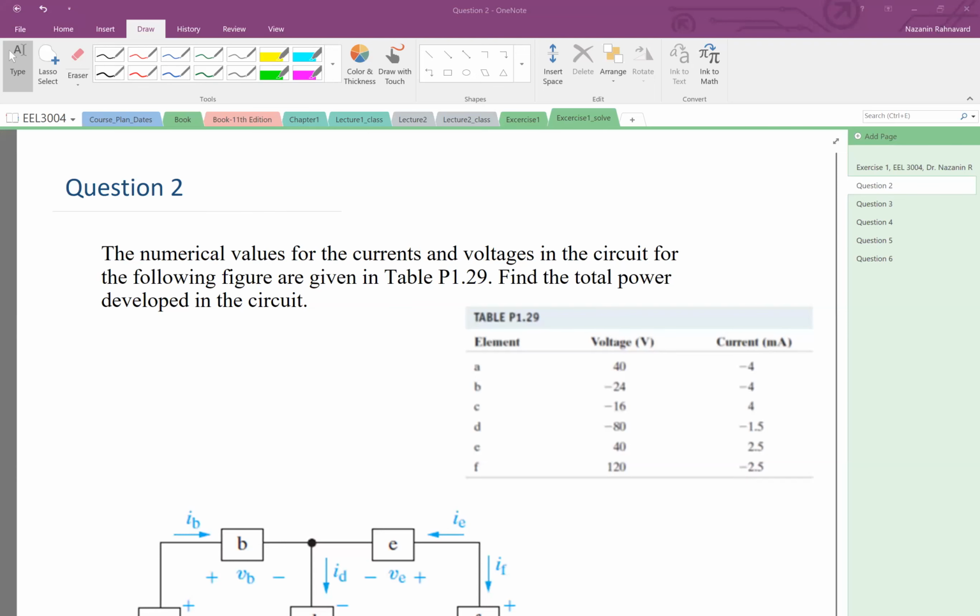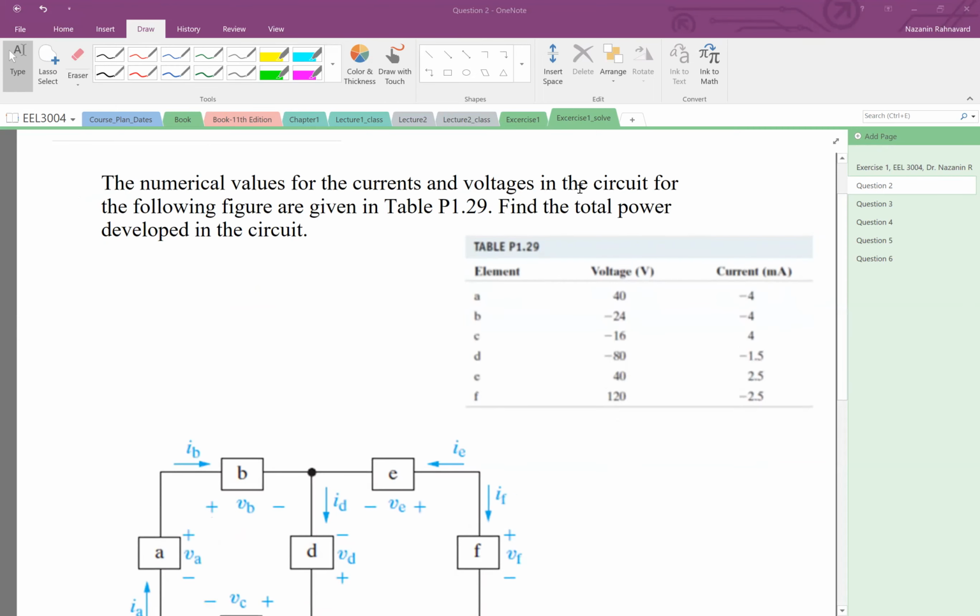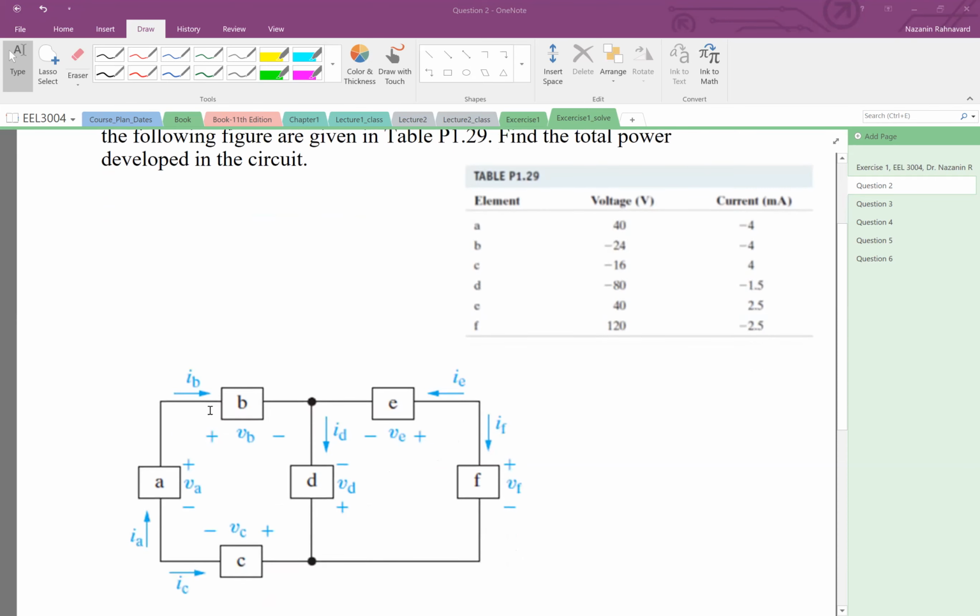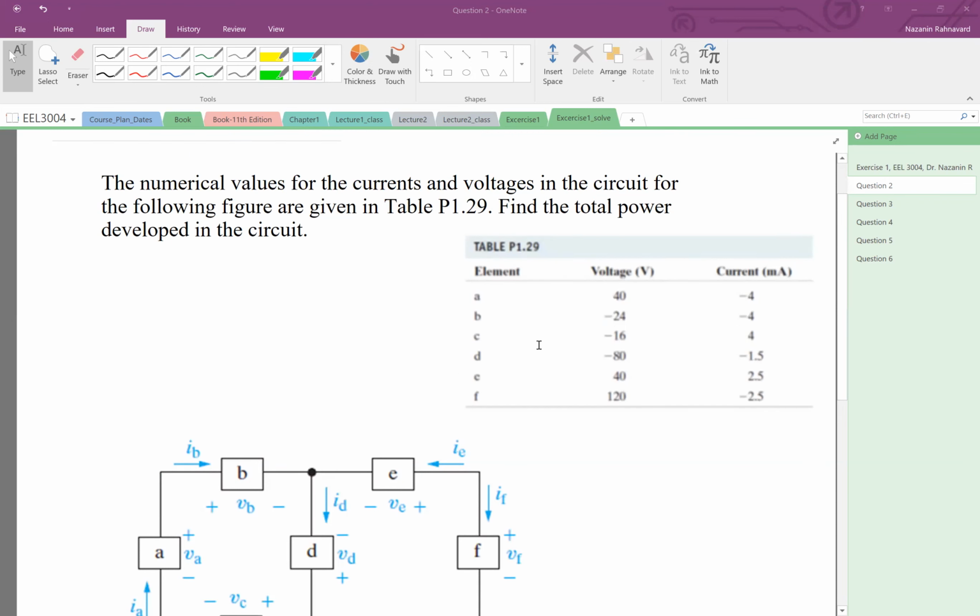Question two. The numerical values for the current and voltages in the circuit for the following figure are given in this table. So we have a circuit, several connections, and the reference directions for each element are given. For example, IA going this way, plus and minus, VA is like this, et cetera, for all the elements. And the corresponding values based on these reference directions are given in this table.